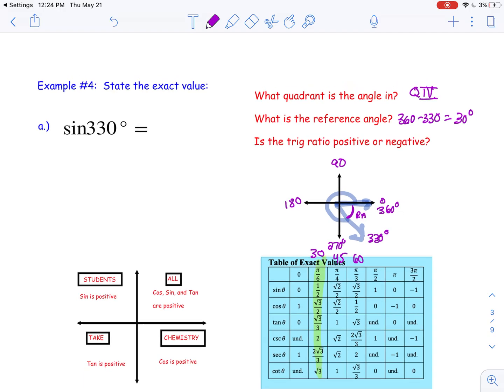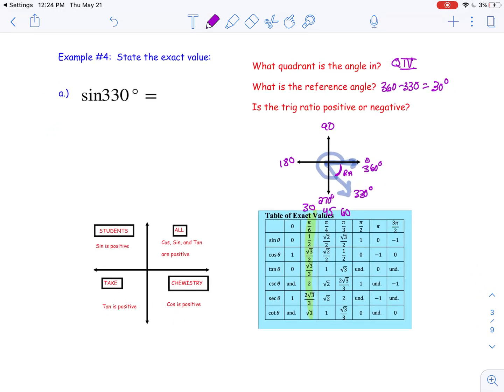Is it positive or negative? So when I'm looking in quadrant 4, I'm down here. The only one that is positive is cosine. So sine is negative in the 4th quadrant. So we say negative. So now I'm looking for sine of 330. I use the reference angle of 30 degrees. And I know that I have a negative 1/2.